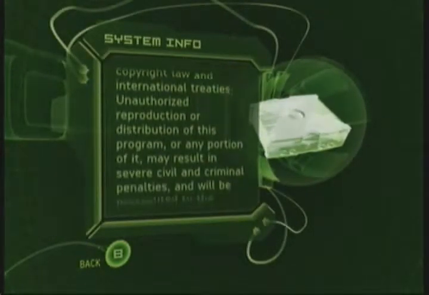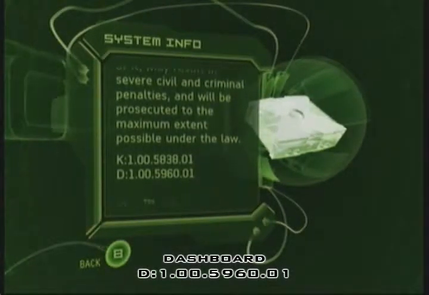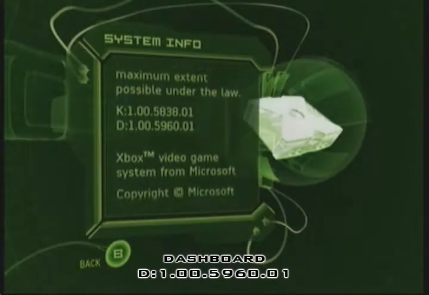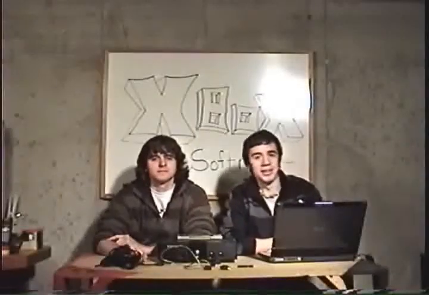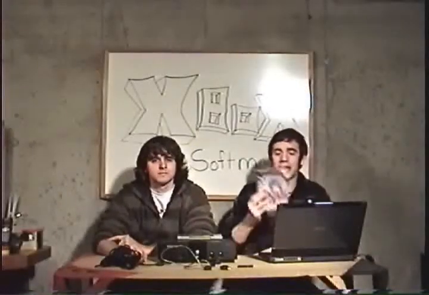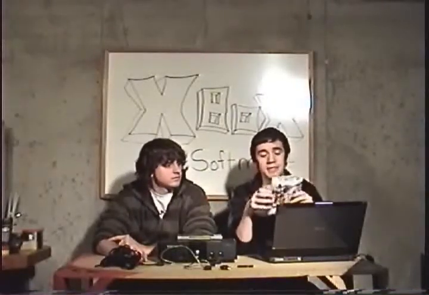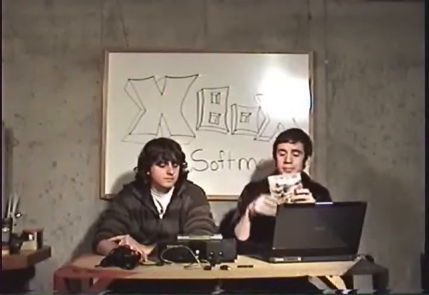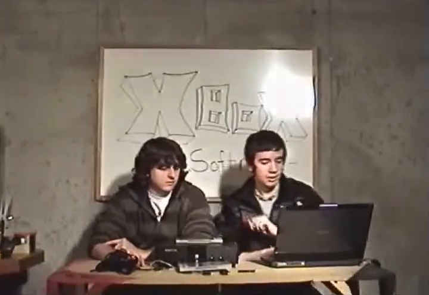Just fast forward here. At the bottom you see K, which is the kernel, and D is the dashboard, and you want to make sure your dashboard is 5960. If your Xbox is not up to date, all you need is some Xbox game that has Xbox Live on it. You don't actually have to have an Xbox Live account, you just have to connect to Xbox Live. So you're going to have to connect your Xbox to the internet somehow, and I'll show you that.